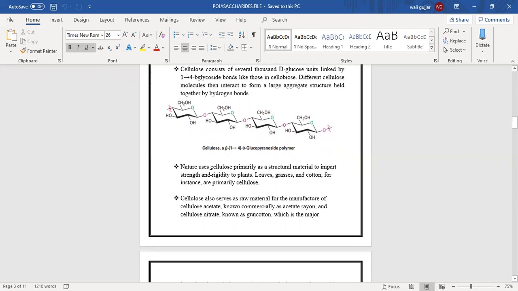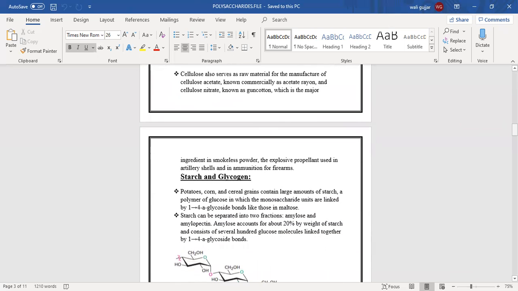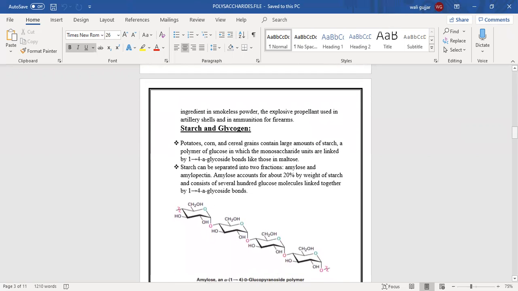Nature uses cellulose primarily as a structural material to impart strength and rigidity to plants. Leaves, grasses, and cotton, for instance, are primarily cellulose. Cellulose also serves as raw material for manufacture of cellulose acetate, known commercially as acetate rayon, and cellulose nitrate, known as guncotton, which is the major ingredient in smokeless powder, the explosive propellant used in artillery shells and in ammunition for firearms. So the second is starch and glycogen.